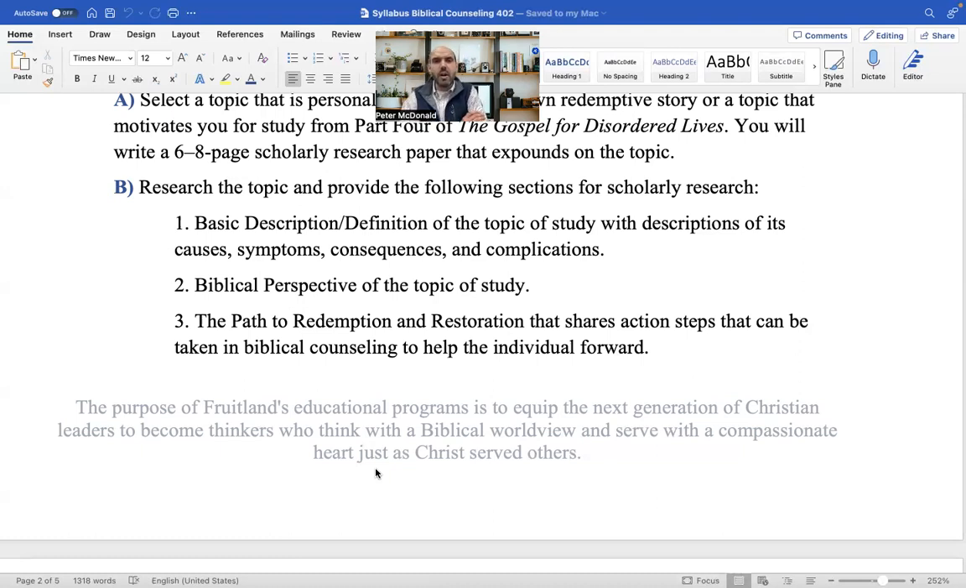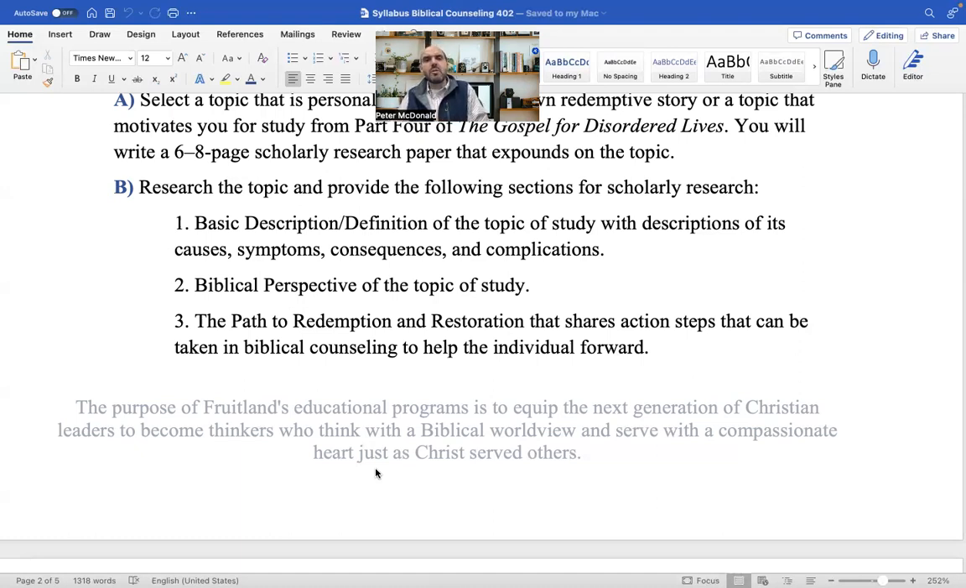Don't just say sin is the problem. We know that sin is the problem, but go further than that. Talk about symptoms. Talk about consequences from said behavior. Talk about the complications that come from said behavior.